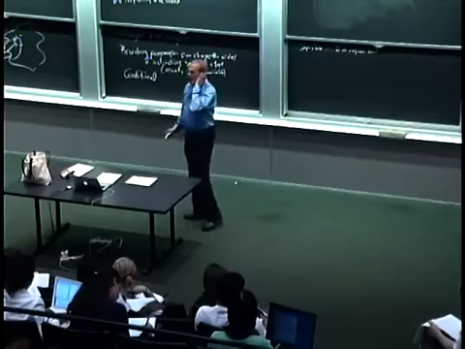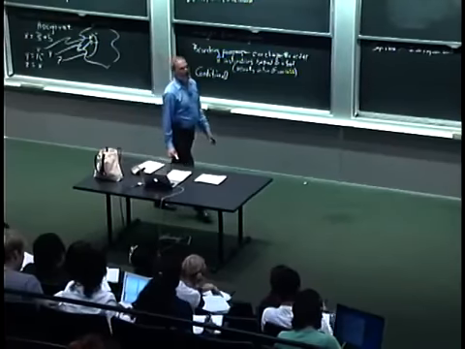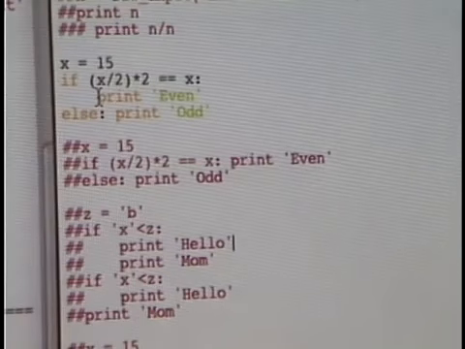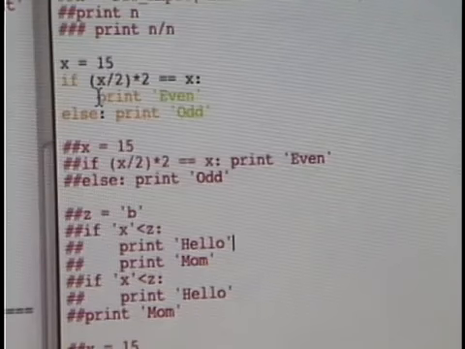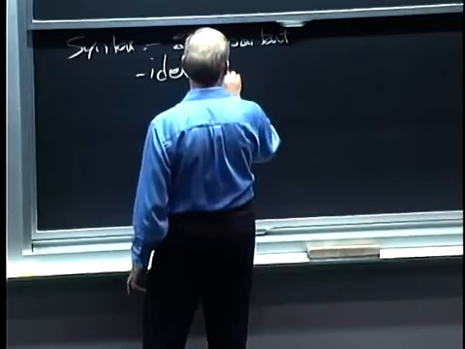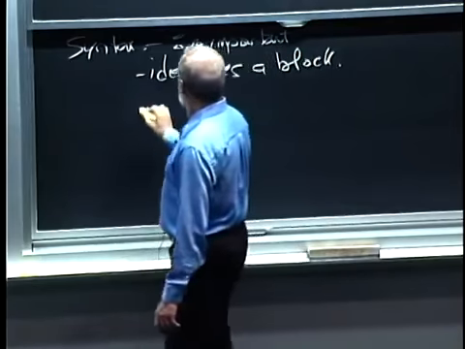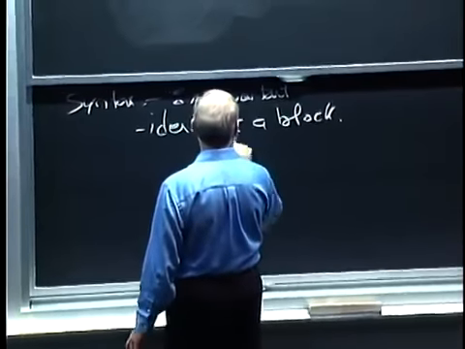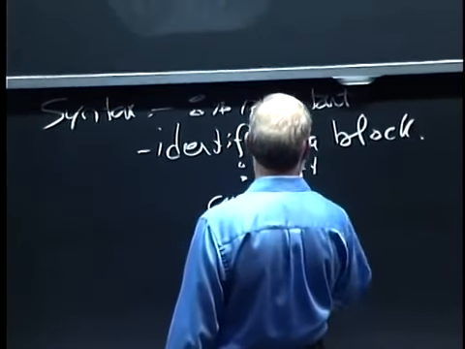Yes, sir? Okay, so let me go back to where I am. I'm looking at that piece of code. What that colon is saying is, I'm about to begin a sequence of instructions that I want to treat as a block. So it identifies a block of instructions. And in particular, the colon is the start, and the carriage return is the end.